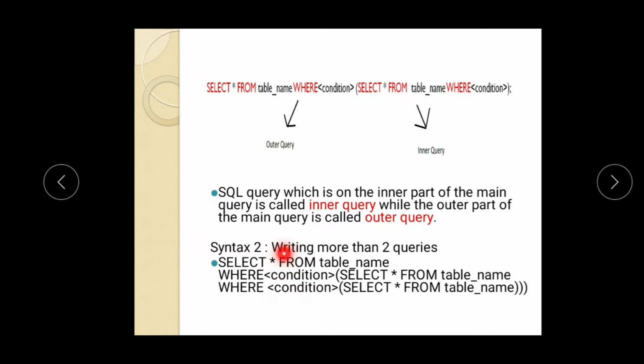Now, writing more than two queries. Here we have only two queries, but suppose we write more than two. Look here: select star from table name where condition. This is the outer query. From there we write the inner query, select star from table name where condition. In this inner query we write more inner queries. In its where condition we start another inner query. So this is called a nested query or subquery. You can have more than two queries, n queries, written in this fashion.